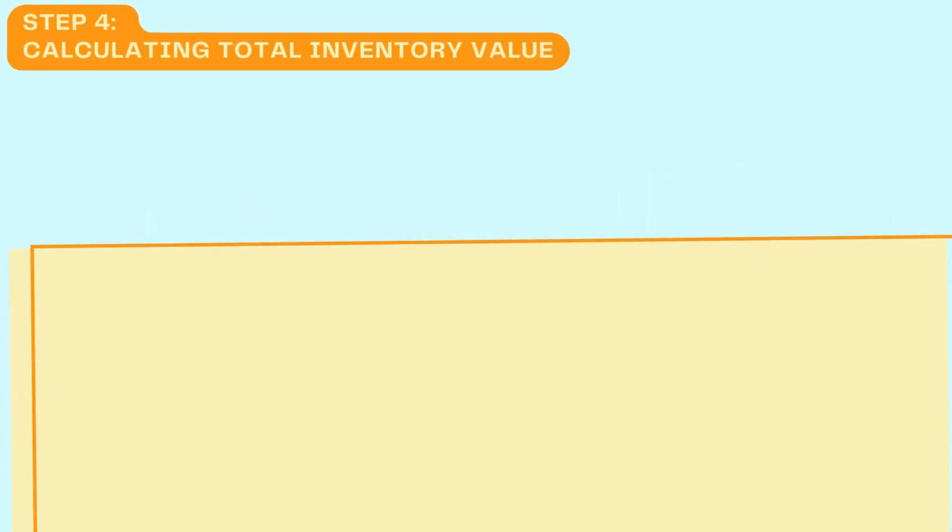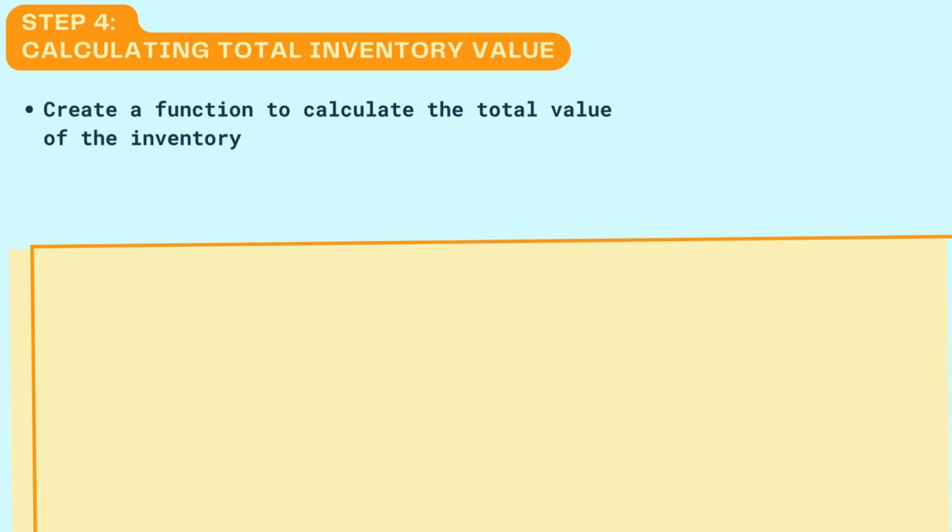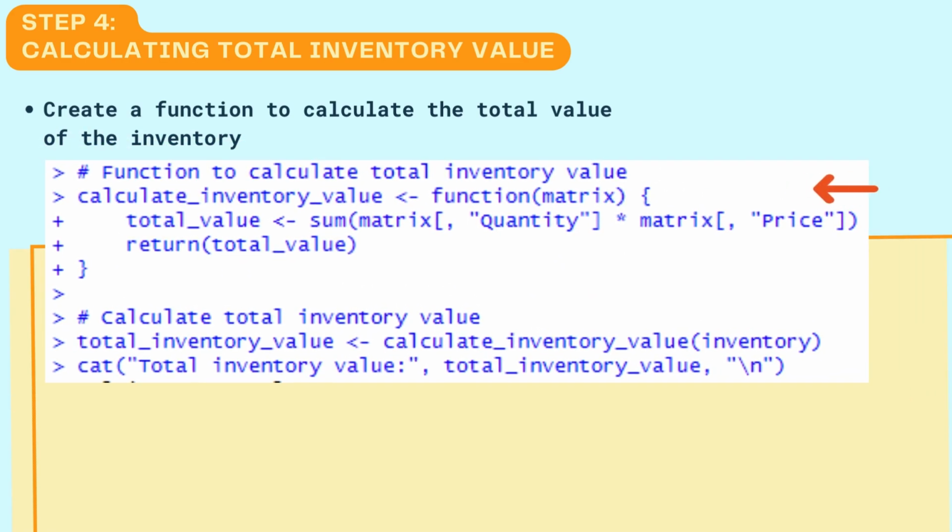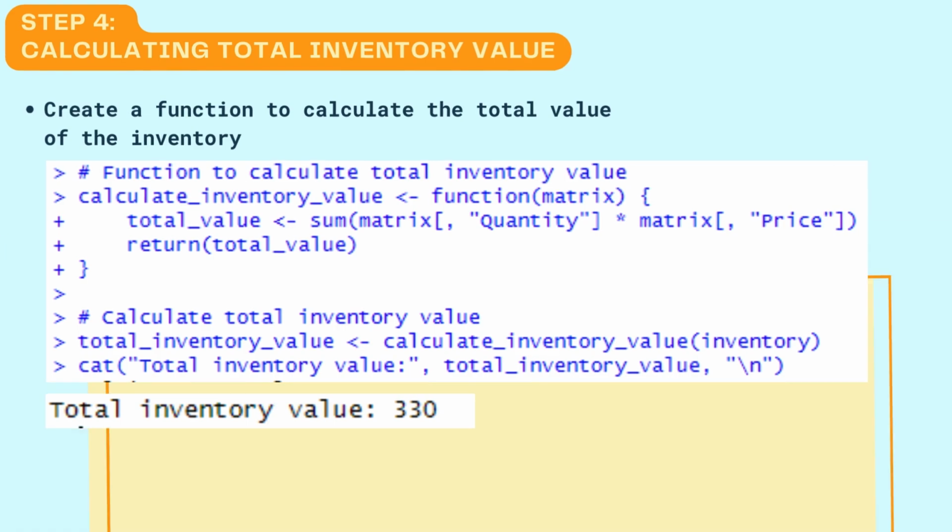Step 4. Calculating total inventory value. Create a function to calculate the total value of the inventory. The calculate_inventory_value function calculates the total value of the inventory by multiplying the quantity and price for each item and summing the results. As you can see, the total inventory value is 330.